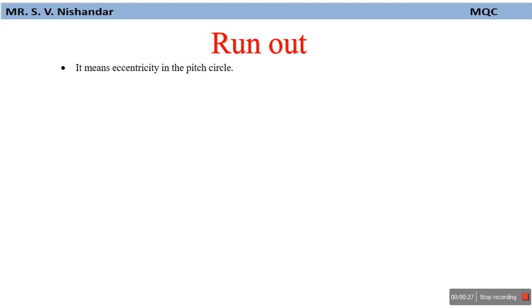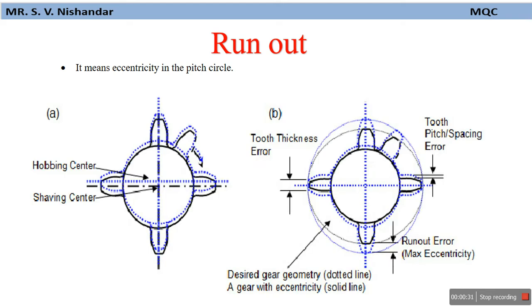So what is meant by runout? It means eccentricity in the pitch circle. If you see this picture, it shows the runout error, also called the maximum eccentricity. The desired gear geometry is shown by the dotted line, and the gear with eccentricity is the solid line. That eccentricity can cause errors.